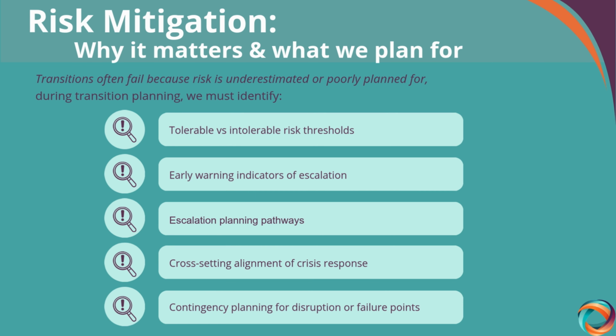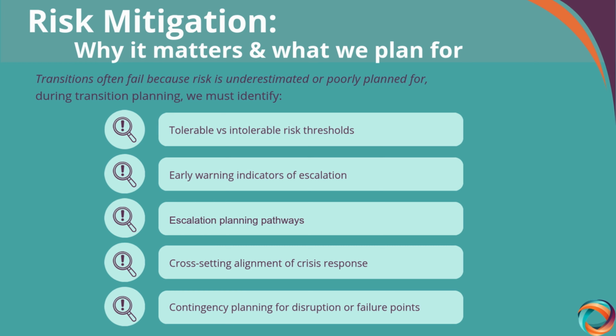Effective risk mitigation relies on several core practices. First, we distinguish between tolerable and intolerable risk. Not all risk can or should be eliminated, so we need shared agreement on what can be safely managed within the community versus what requires more intensive intervention like readmission. Second, we identify early warning signs or indicators. These are small, observable changes in behavior, presentation, or environment that signal increasing risk.